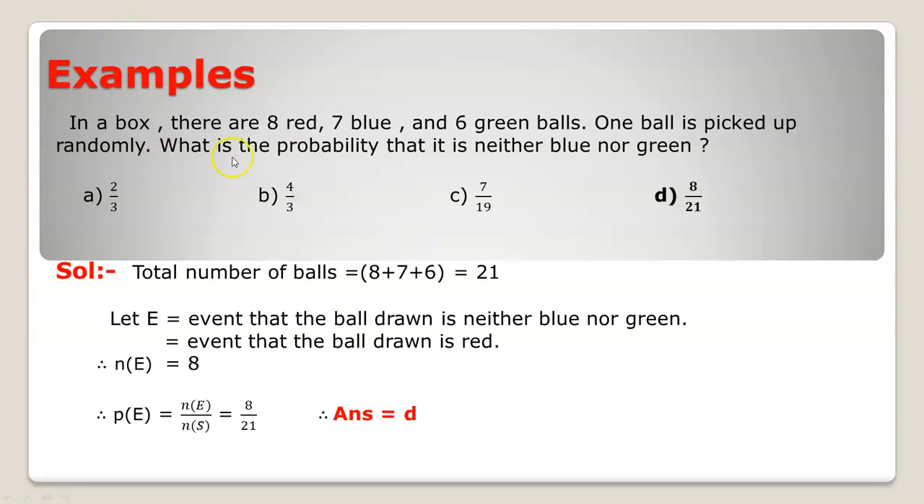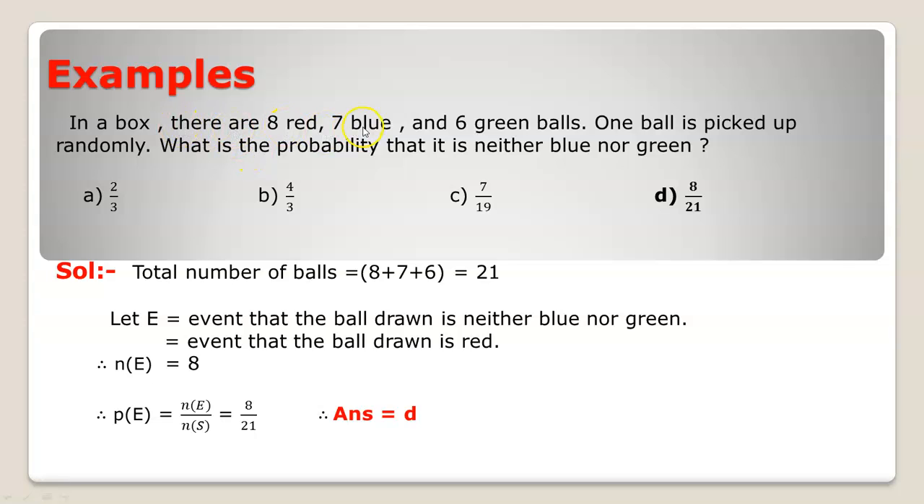And the last example is that in a box there are 8 red, 7 blue and 6 green balls. One ball is picked up randomly. What is the probability that it is neither blue nor green? Again 4 options are given here. Let us see the solution and observe the question.